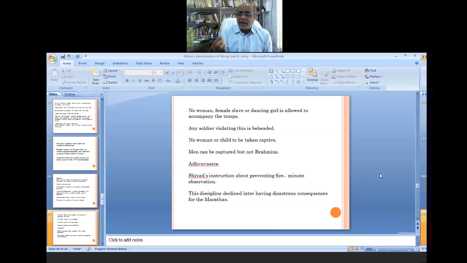That burning wick, if it is carried away by the mouse, it may carry it to the fodder storage or the grain storage, and all that fodder and grain will be burned. And if the fodder and grain are burned, your animals and your men will not get food, and they will start rioting. So that kind of minute instruction Shivaji used to give to his people.